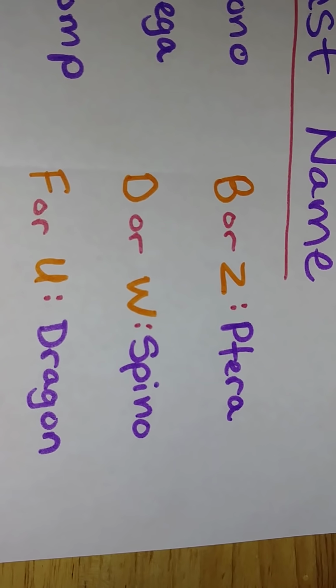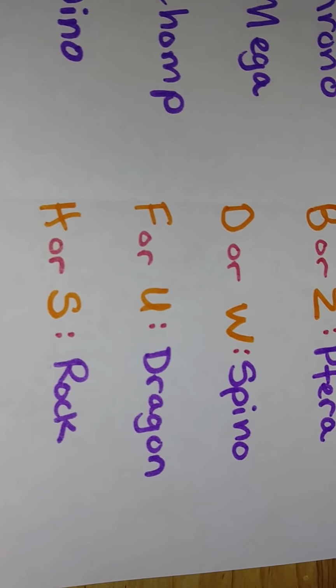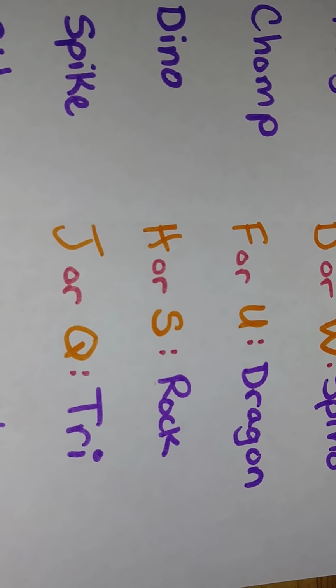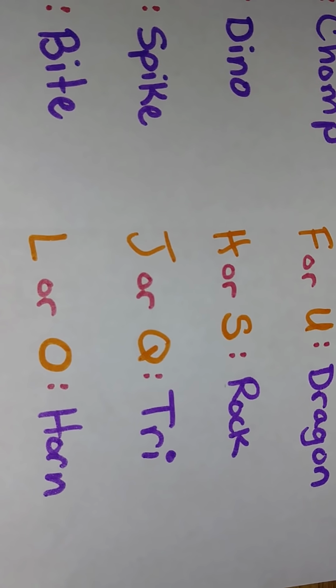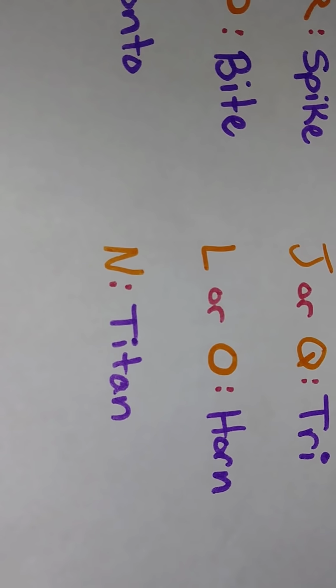If it's B or Z, Terra. D or W, Spino. F or U, Dragon. H or S, Rock. J or Q, try. L or O, horn, and N, tighten.